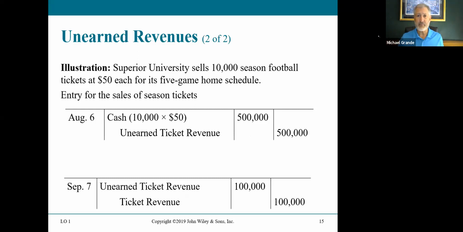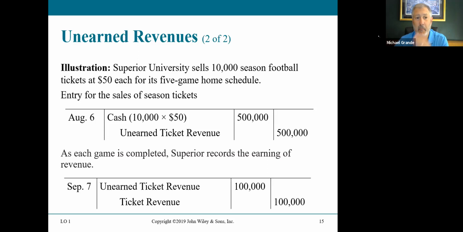Superior University sells 10,000 season football tickets at $50 each for its 5-game home schedule. On August 6th, when they collect the cash, they debit cash, credit the unearned ticket revenue, unearned, collected in advance. As each game is completed, right, there's 5 games, Superior records the earning of the revenue, reduces the unearned revenue with a debit, credit ticket revenue, which goes on the income statement when it's earned.